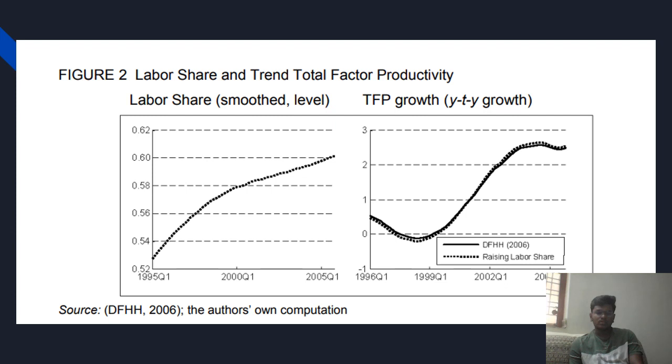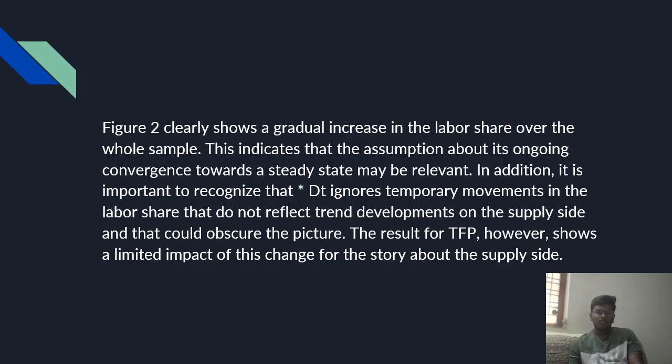It has been increasing, and TFP growth at the starting stage saw a downfall, but gradually it increased, and in 2005 it had increased overall. Figure 2 clearly shows a gradual increase in the labor share over the whole sample. This indicates that the assumption about its ongoing convergence towards a steady state may be relevant.